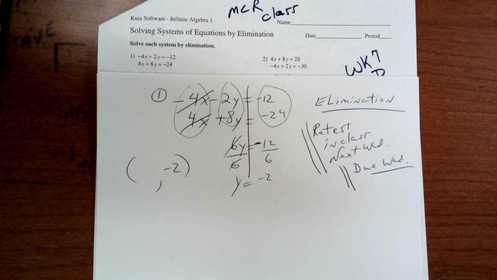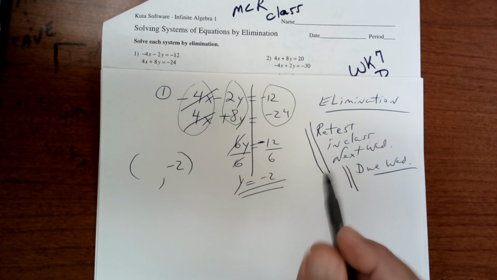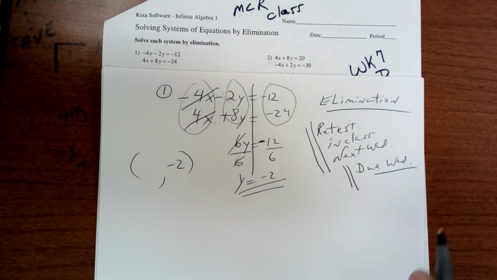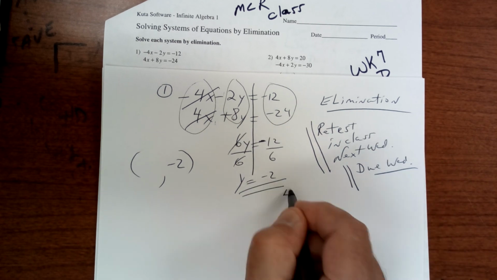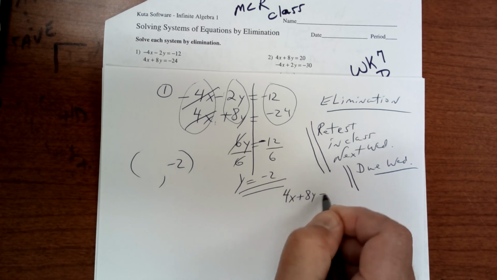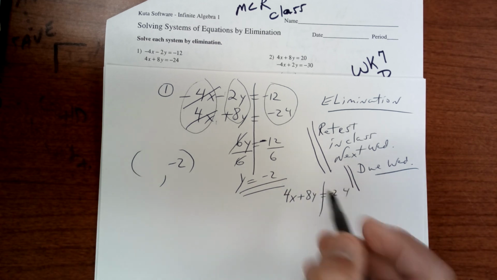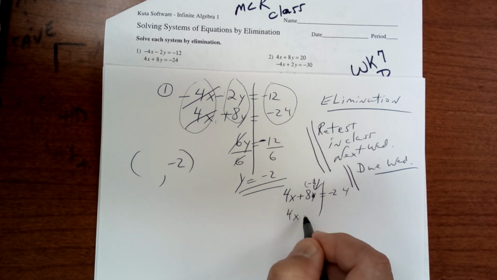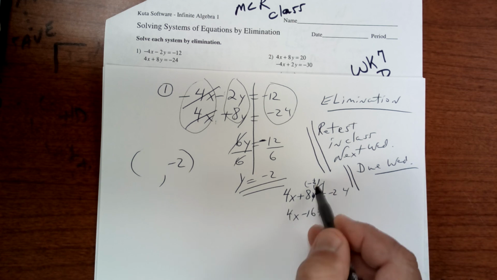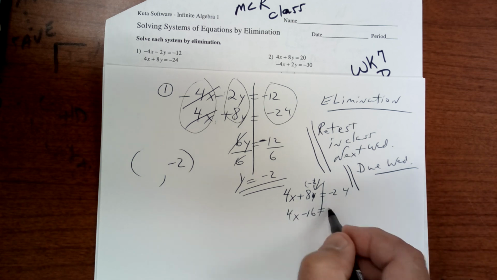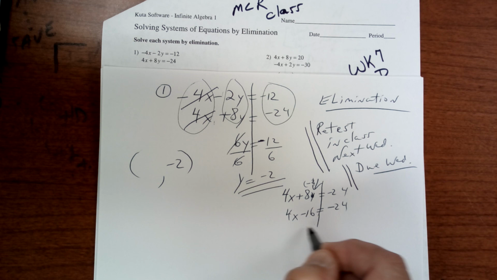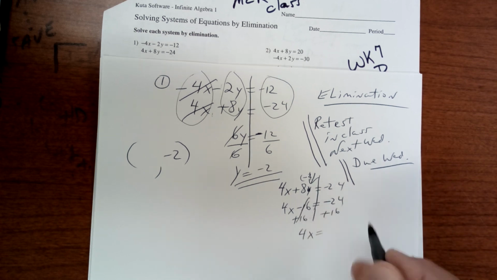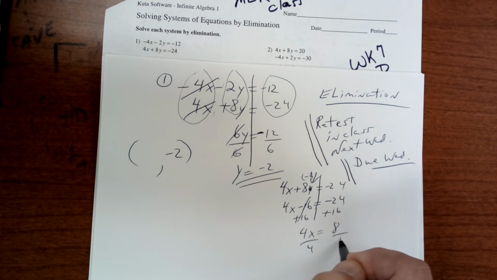Once you have one of them, you go to step 2. Step 2 is you pick whichever equation looks friendly to you. I like the second one. And then you substitute for the y. So scratch that out and put negative 2. So you get 4x minus 16, right? Because 8 times 2 is 16 and a negative 24. And then you're going to add 16 to both sides. And when you do, you get 4x is equal to 8. Divide by 4, and you get x equals 2. And that's the answer. And this is called elimination.